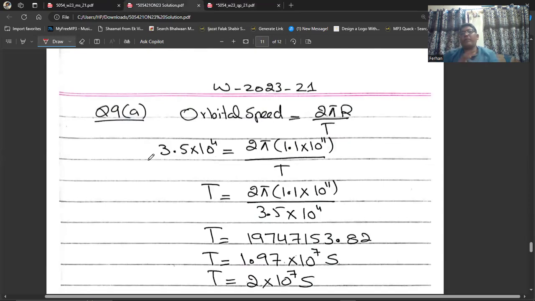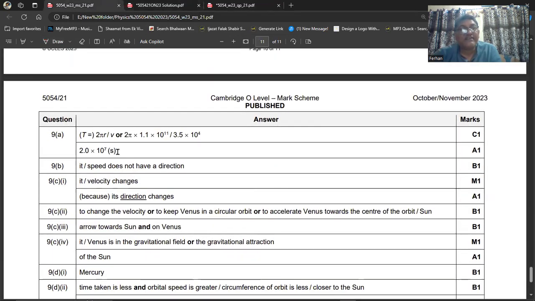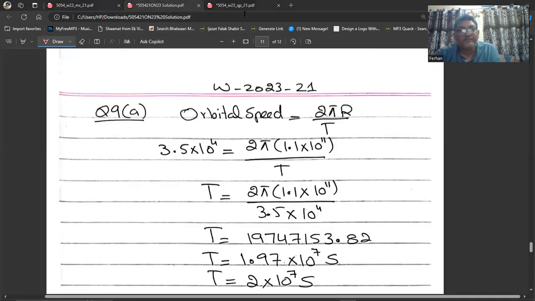Okay, so you know the orbital speed is 2πr divided by T. The speed is 3.5 x 10^4, the radius of that orbit is 1.1 x 10^11 meters, and the time is the question. So T will be equal to 2π multiplied by 1.1 x 10^11 divided by 3.5 x 10^4, and you will get 1.97 x 10^7, which is approximately 2 x 10^7 seconds. 2 x 10^7 seconds is my answer. This is my solution.